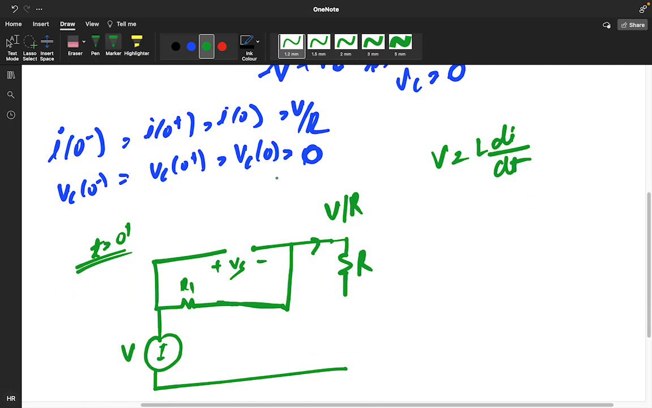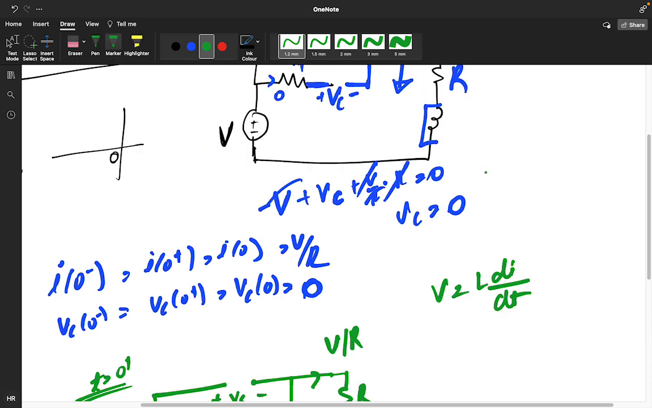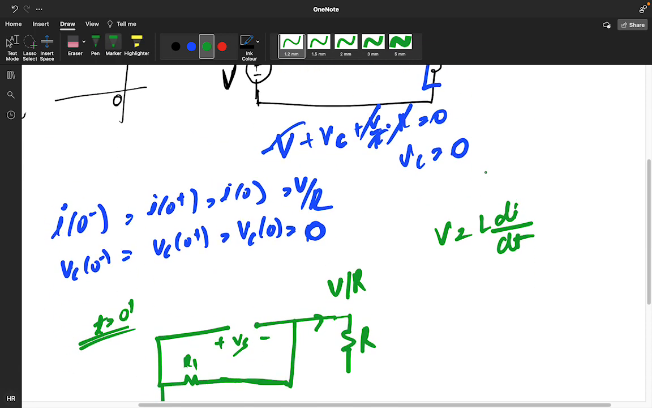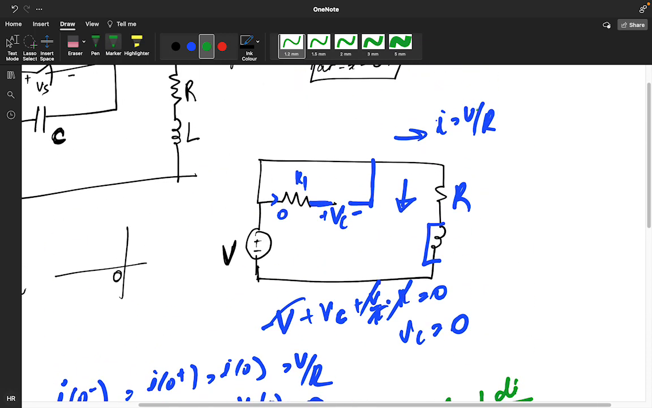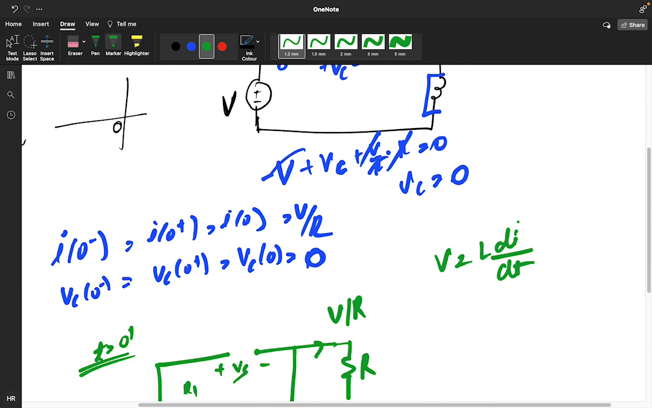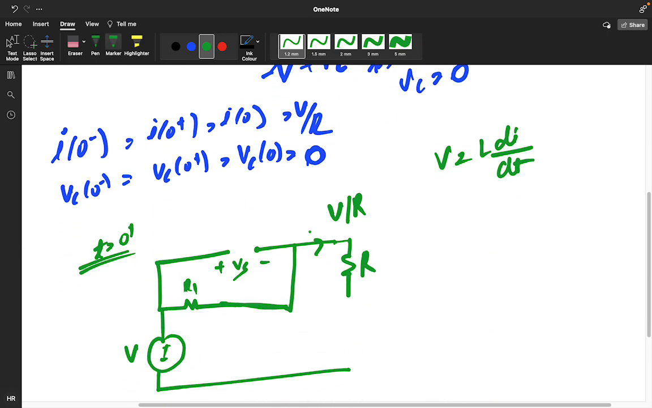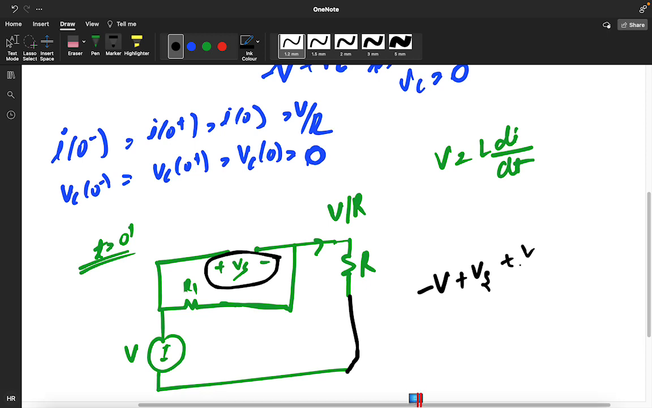Because the di value at t equals 0+ is V by R, and V by R is a constant value, so it will be shorted only. You need to find the value of Vs. Apply KVL: minus V plus Vs plus V by R into R equals 0. So Vs will be 0.